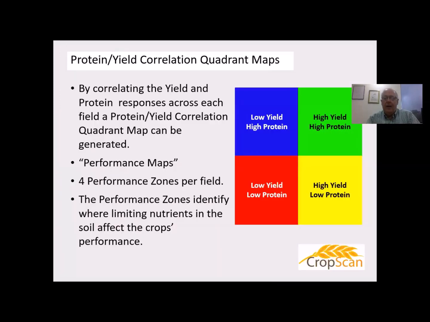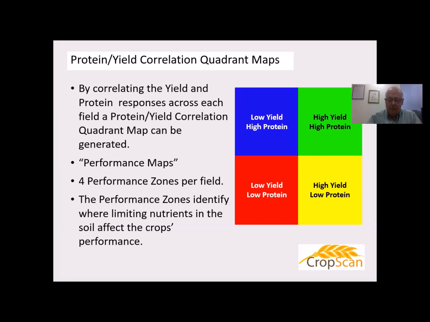So if we look at that in a better way, what we're trying to do is develop 4 performance zones: low yield, high protein; low yield, low protein; high yield, low protein; and high yield, high protein. And these are what we call the performance zones. We refer to the protein yield correlation quadrant maps as a performance map, not so much of a mouthful. The performance zones help to identify where the nutrients have been the limiting effect on the crop's performance.